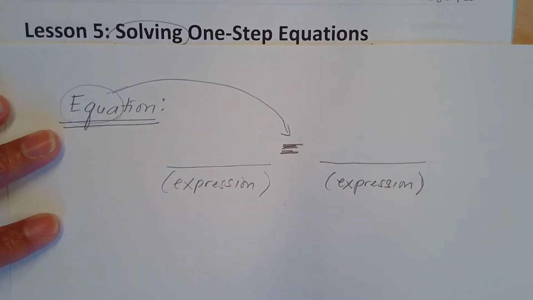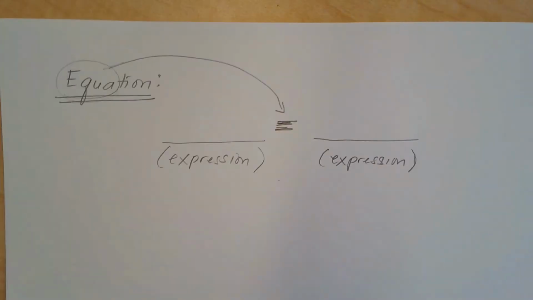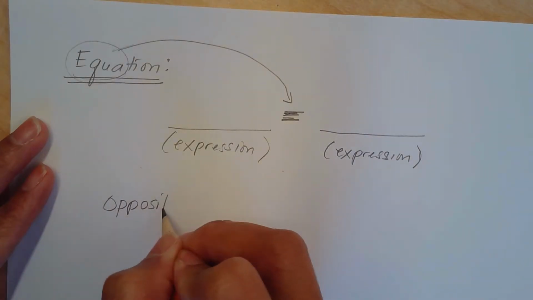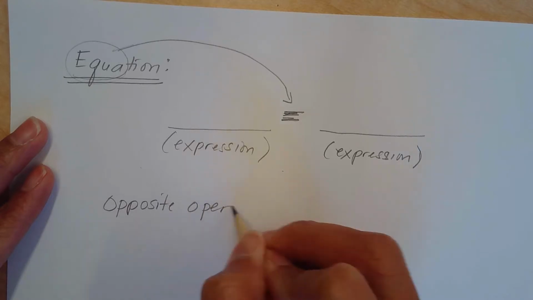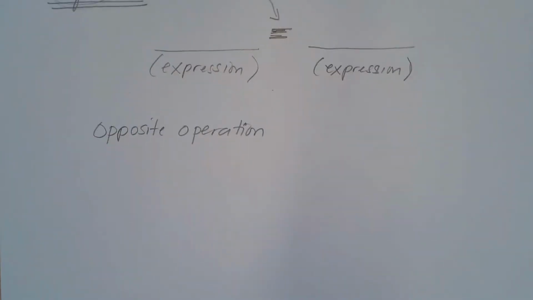What else can I tell you? Somebody had mentioned something earlier, the opposite operation. What is an opposite operation? In every mathematical operation, there's going to be an opposite to it. Okay? So for every mathematical operation, there's an opposite operation to cancel it off, to undo it.